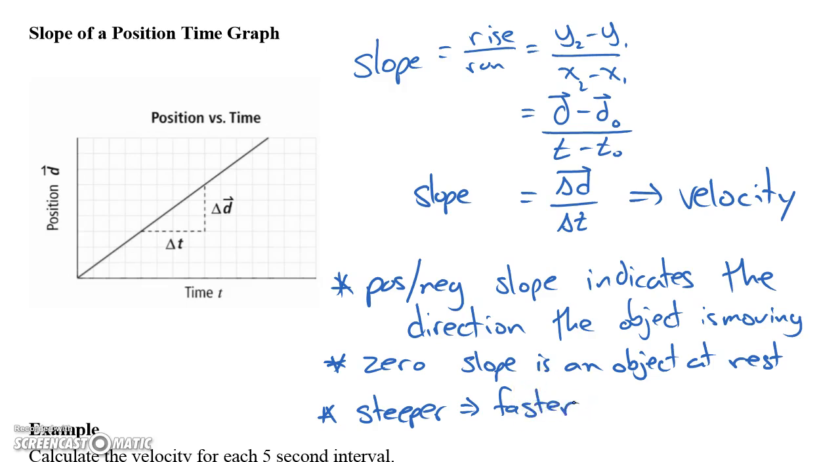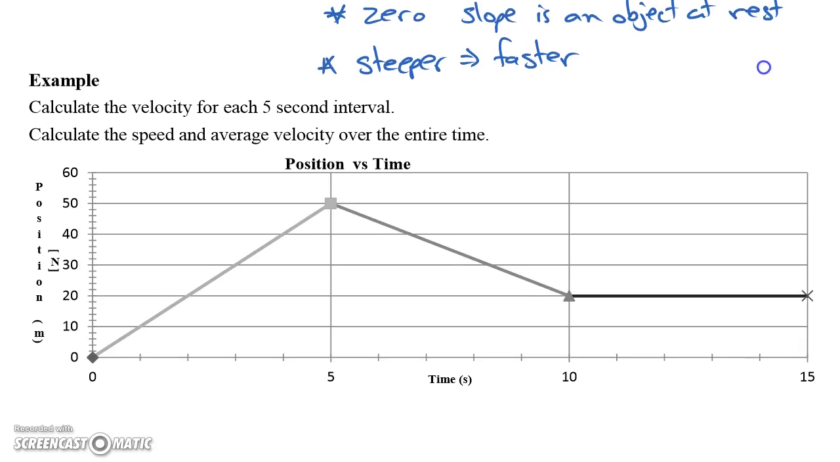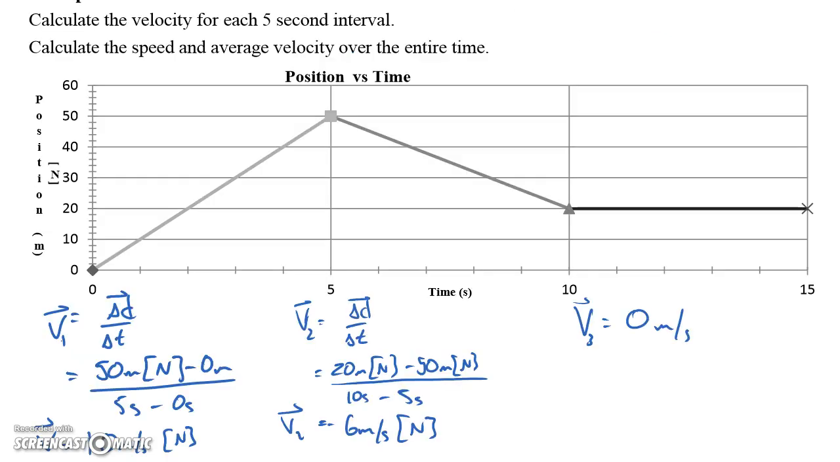Alright, so now that we have those ideas in our head, let's work on calculating slope of this position time graph. So here we are, we have a graph. We're calculating the velocity for each 5-second interval. So 0 to 5, 5 to 10, and 10 to 15. So take a second to do that, and I'm going to pause the video, do that, and check back in about 5 seconds. Alright, so welcome back.